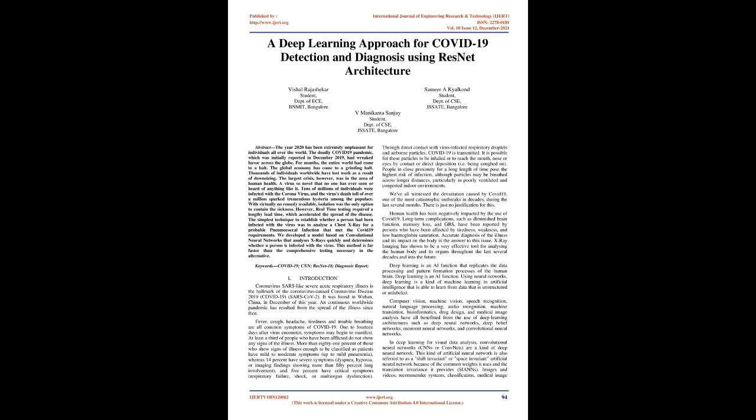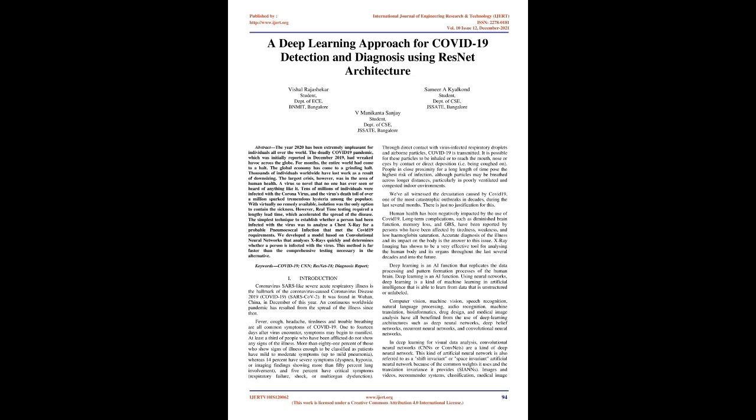Introduction. Coronavirus SARS-like severe acute respiratory illness is the hallmark of the coronavirus-caused coronavirus disease 2019, COVID-19, SARS-CoV-2. It was found in Wuhan, China, in December of this year. And a continuous worldwide pandemic has resulted from the spread of the illness since then. Fever, cough, headache, tiredness, and trouble breathing are all common symptoms of COVID-19. 1 to 14 days after virus encounter, symptoms may begin to manifest.